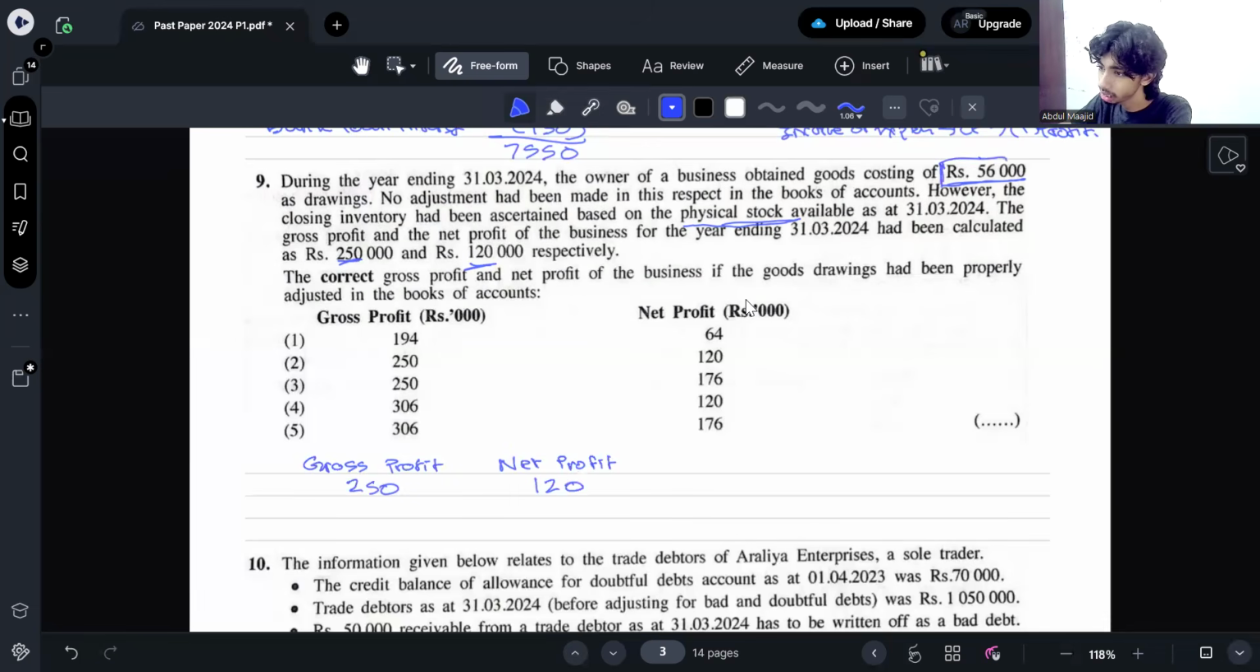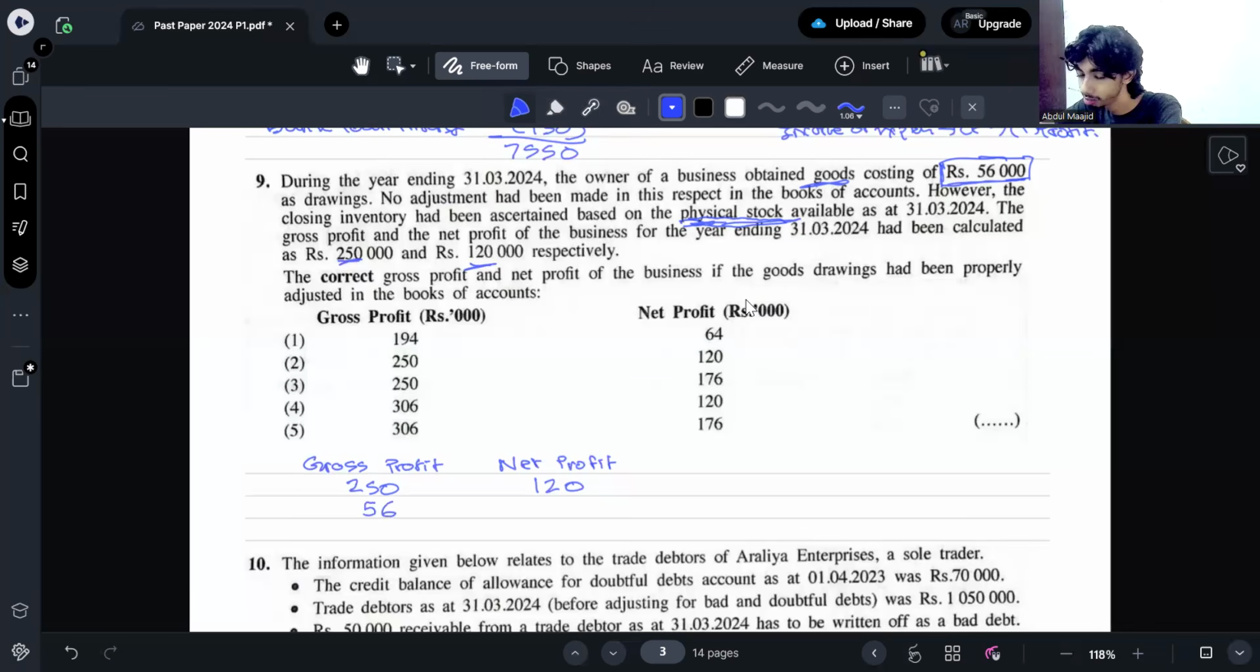Now, here owner's drawings of 56,000 have not been recorded. If you record it, will it increase or decrease your gross profit? When the owner withdrew goods and the closing stock is counted based on the physical stock, you have to deduct the goods drawing under cost of sale. So your cost of sale will reduce, and if the cost of sale is reducing, your gross profit will increase. Therefore, you will add it to your gross profit.